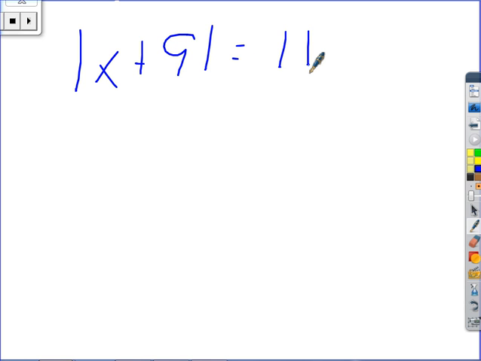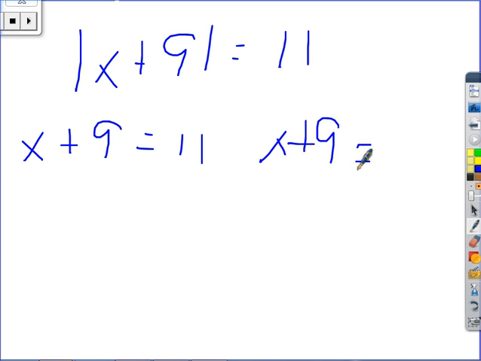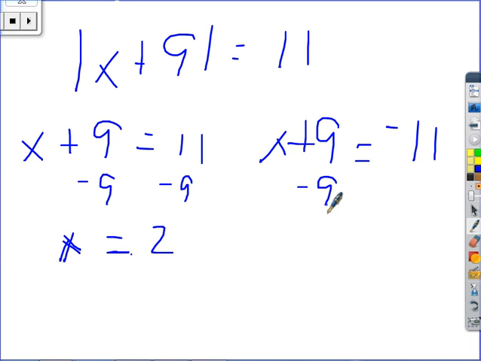I'm going to rewrite it exactly the way it's written. Just drop in the absolute value symbols. And then rewrite it where I change the right hand side to a negative 11. Subtract 9, get x equals 2. So I can write it in there a little clearer for you. Subtract 9 over here. I end up with x equals negative 20.